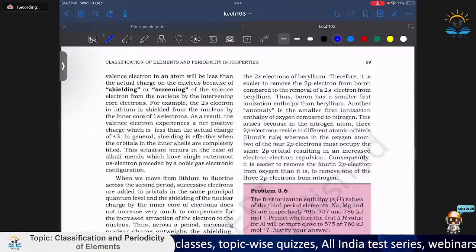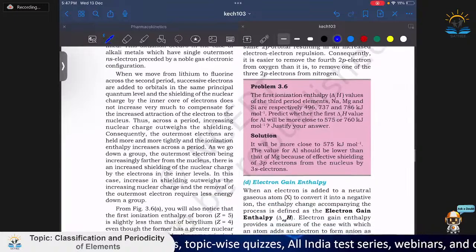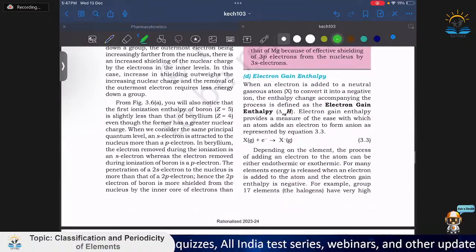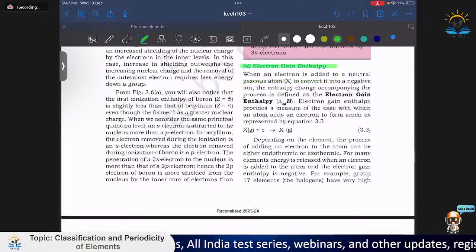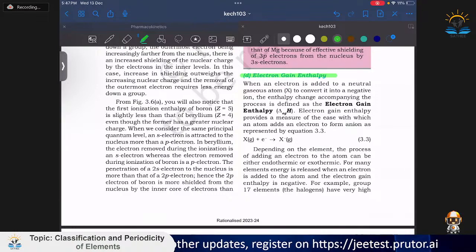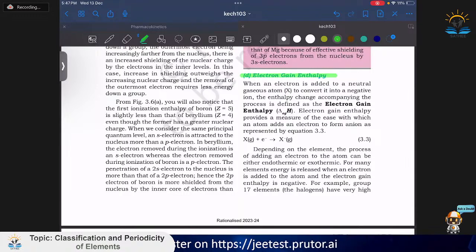All right. Then we come to electron gain enthalpy. So how do you define electron gain enthalpy? Electron gain enthalpy is not the energy required, it's the energy released. It's not energy that you give, but energy that is released from an isolated gaseous atom when it acquires an electron.